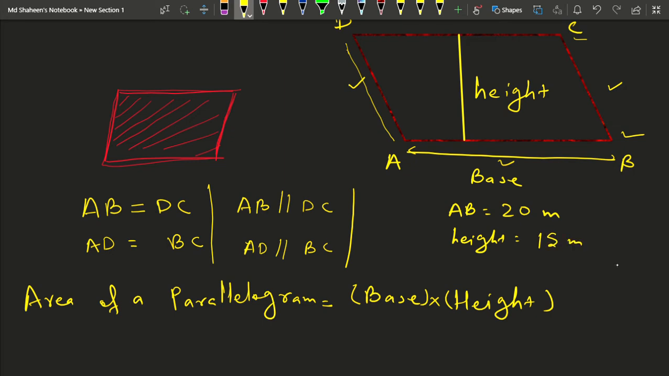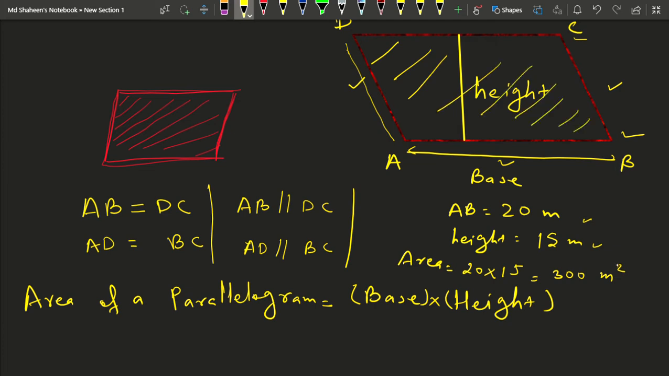If you find the area, it will be base multiplied by height. How much is the base? 20. And how much is the height? So 20 into 15, 300. And this meter times meter will become meter square. So what is the area of this parallelogram? 300 meter square. So this way you can find the area of a parallelogram. I hope you are getting my point. Okay. Now let's move to the next.